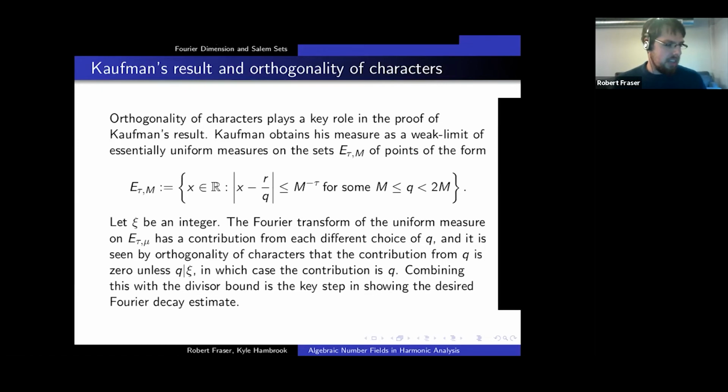To get the desired Fourier decay estimate, the only thing that you need to realize is that if you have some xi, you can get an easy estimate on the number of divisors just using the divisor bound. So the idea is that this gives you a good idea of the Fourier transform of the uniform measure of E sub tau m, and then you put this together at a bunch of different scales for a bunch of different m's by using a convolution estimate.